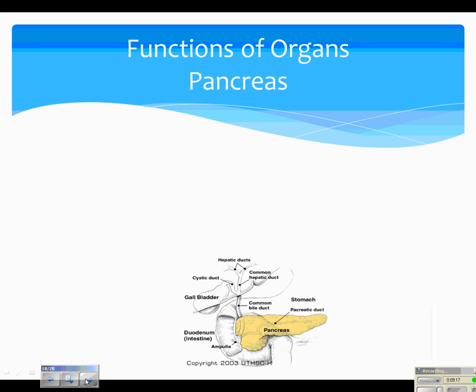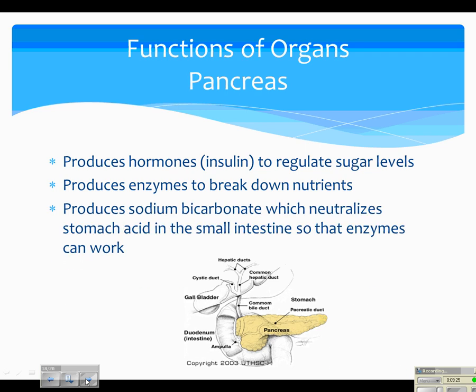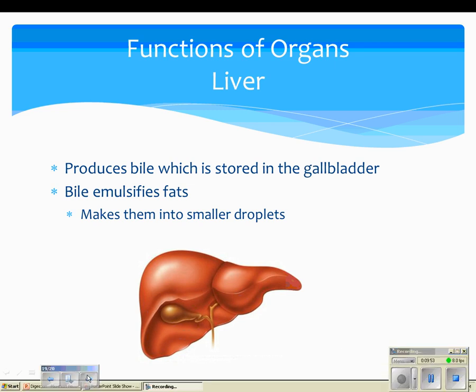And we have the pancreas, which is an accessory organ. It produces hormones such as insulin to regulate sugar levels, enzymes to break down nutrients, and of course that sodium bicarbonate to neutralize the stomach acid in the small intestine so the enzymes can work, so that they don't become denatured in too acidic of an environment. And the liver produces bile, which is stored in the gallbladder, which is the little sac that you see underneath the liver. And bile's function is to emulsify fat, which doesn't break down fat. It just makes it into smaller droplets so that the enzymes have somewhere to go to work on the fat.